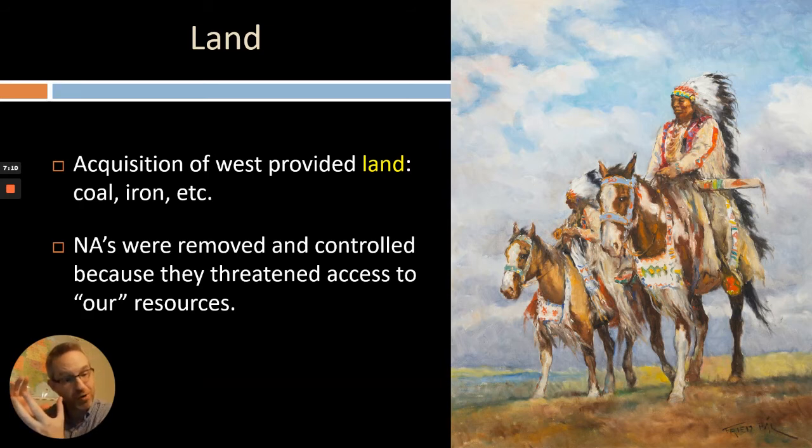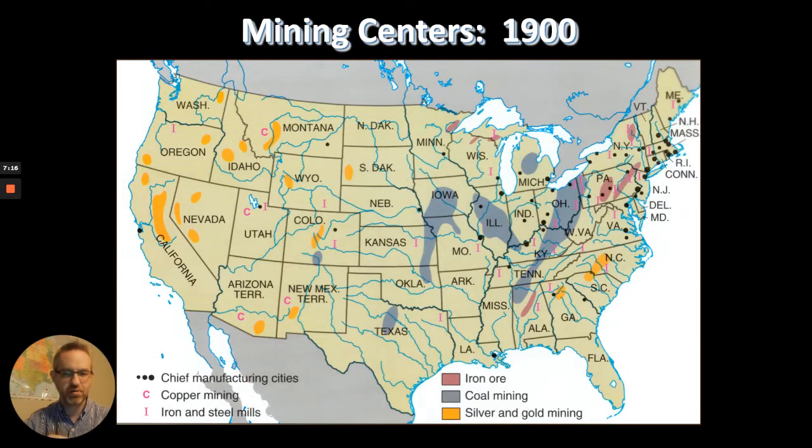And of course, that's a big part of the reason that we removed the Native Americans. They're like, hey, you guys are on our resources, get off. We want this stuff. Okay, and so by 1900, you can see this map here. We have a lot of gold mines out west. We have a number of centers of industry. The C is copper mining. The I is iron and steel mills, which we have all throughout the country.